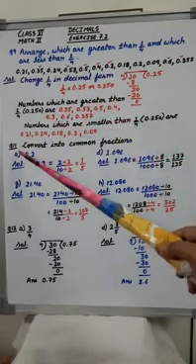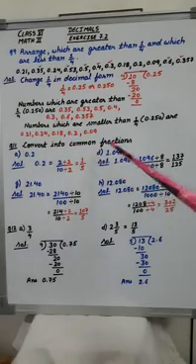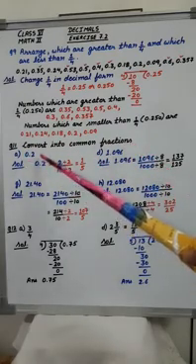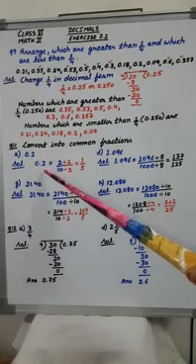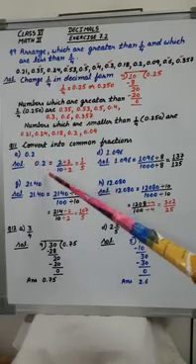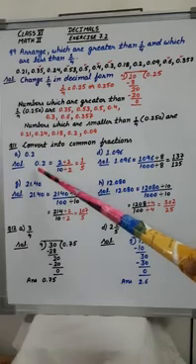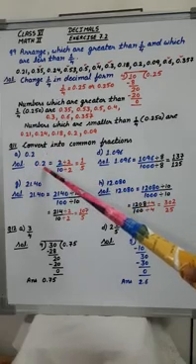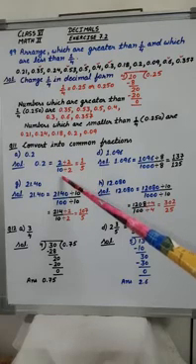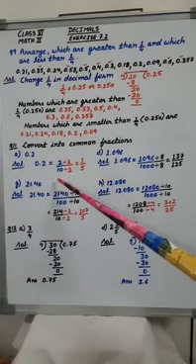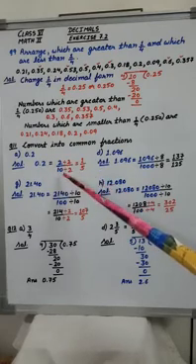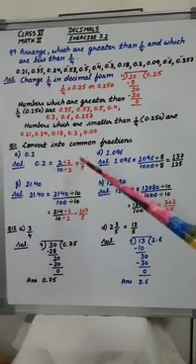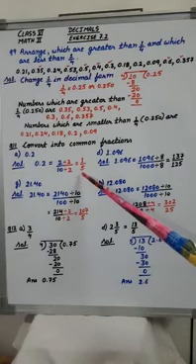Coming to the 11th question, convert into common fractions. First one, 0.2. First of all we have to write it in fractional form. How to write? By removing the decimal. Now after the decimal only one digit is there, so we have to put 10 in the denominator. Now let's reduce these numbers. They are divisible by 2.